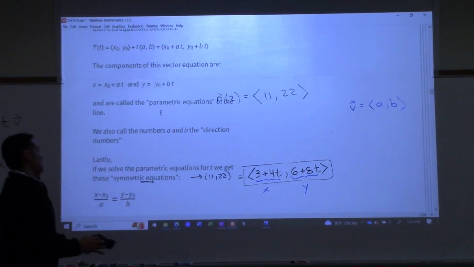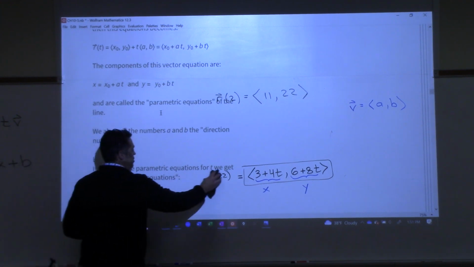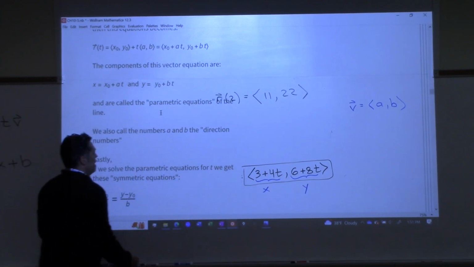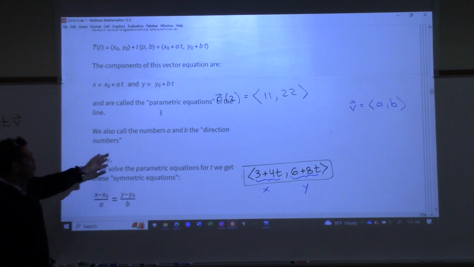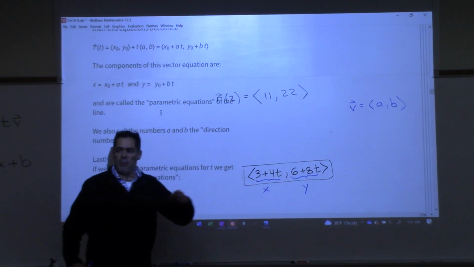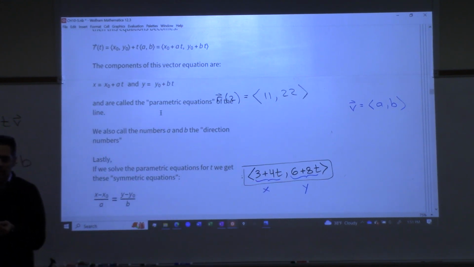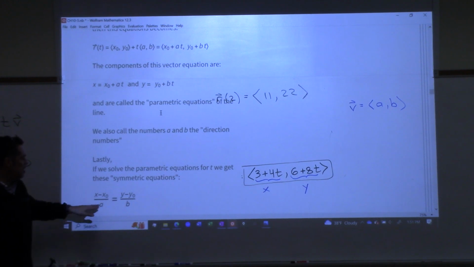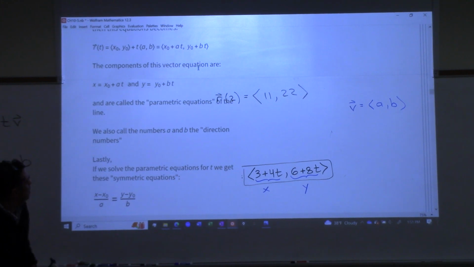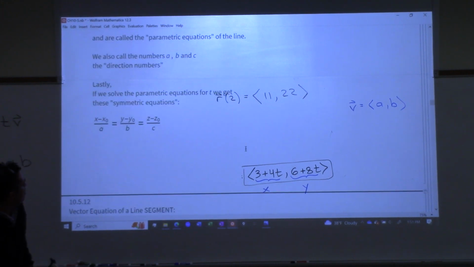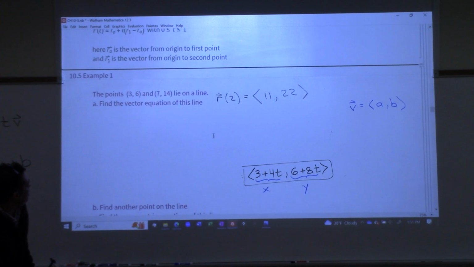Now the last thing, and this is kind of strange, is that if we take the parametric equations and we solve them for t, then we can get something called the symmetric equations. I want to show this to you, all right? Because symmetric equations are kind of confusing until you see it worked out. So let me get myself a little space here.